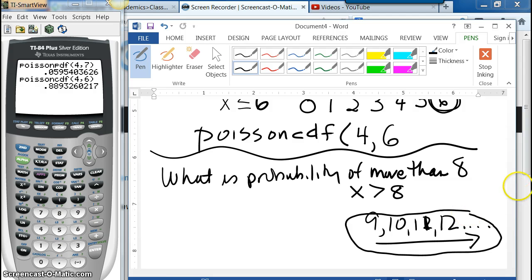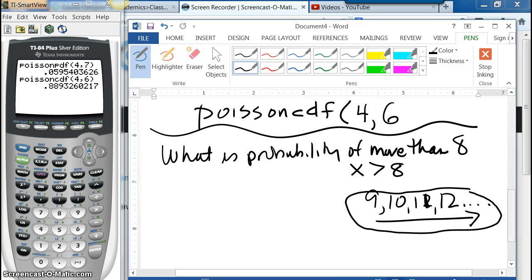And so what we would have to do is write in 1 minus, and then we'd do the Poisson CDF. You'd put in your average, your lambda, but we'd have to put an 8 right here because the opposite of 9, 10, 11, 12, 13 is 8, 7, 6, 5, 4, 3, 2, 1, 0. So that's what we want it to calculate, and then we do 1 minus that to get the complement.